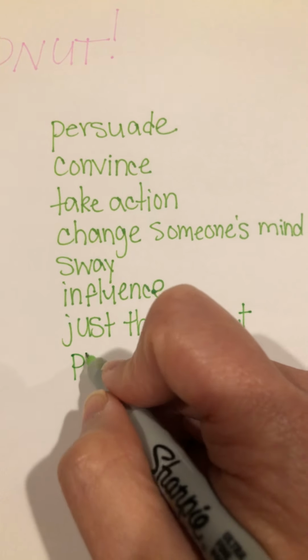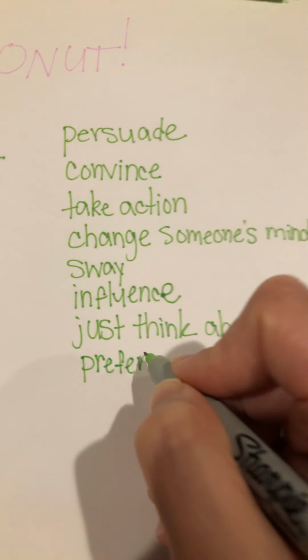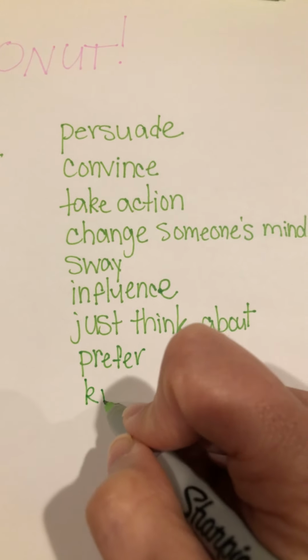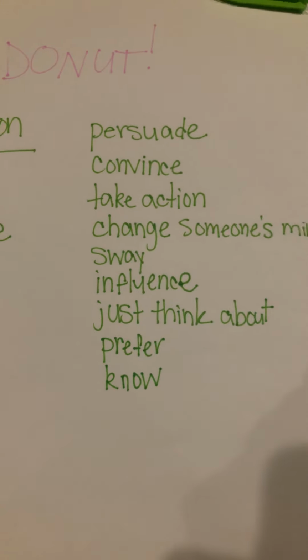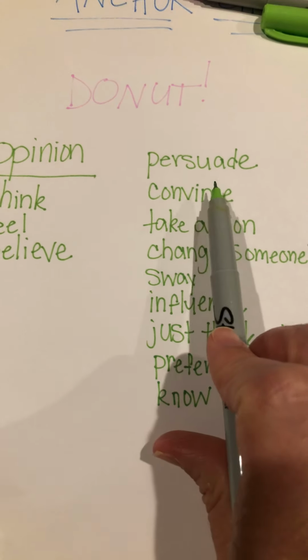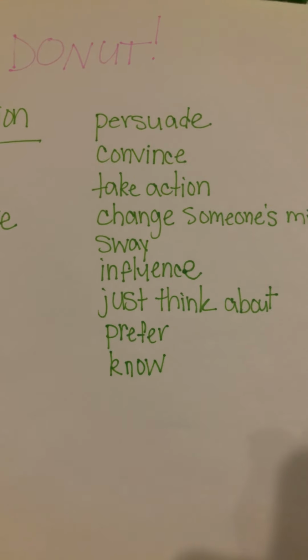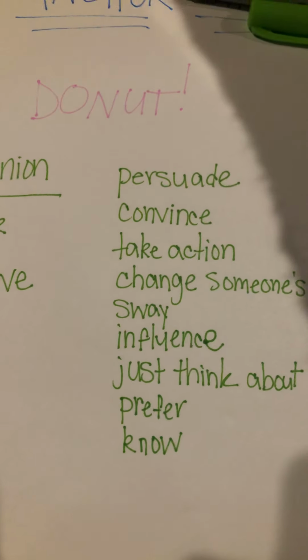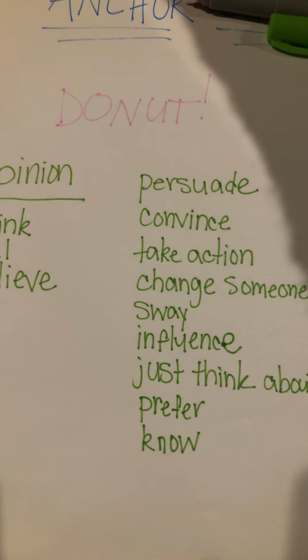Prefer. Or a simple word is know. Well, I know. And then by you telling them about the knowledge that you have, maybe they will want to believe, feel, or think what you think, or be persuaded in that direction, okay? I'm trying to check my notes here. Just think about what we did. So pretty much we got everything that I wanted you to tell, or want you to do in your anchor chart, okay?